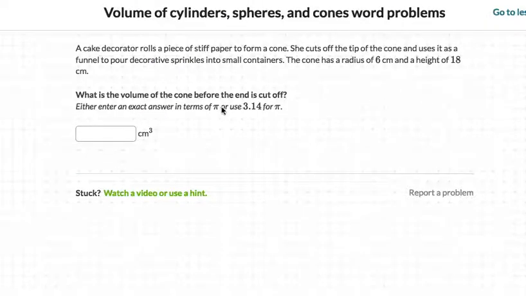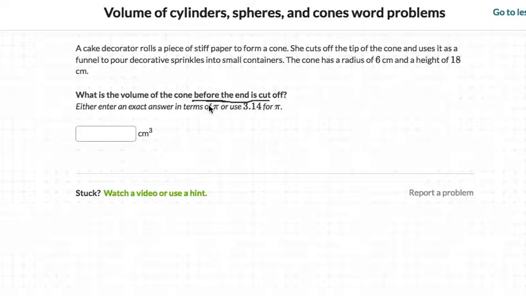Okay, let's take a look at this cake decorator. We've got a cone we're dealing with here. We had a sphere, we had a cylinder, now we have a cone. All right, so a cake decorator rolls a piece of stiff paper to form a cone. She cuts off the tip of the cone and uses it as a funnel to pour decorative sprinkles into small containers. The cone has a radius of 6 centimeters, height of 18 centimeters. What is the volume of the cone before the end is cut off?